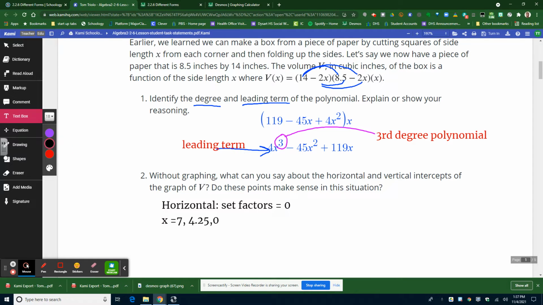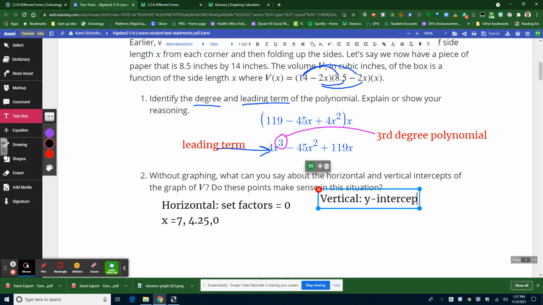Hey, let's write that down just to be sure. Okay? So vertical is the Y-intercept. Notice, it is singular. You will never hear anybody talk about a function with more than one Y-intercept. And there's only one. There can be only one.